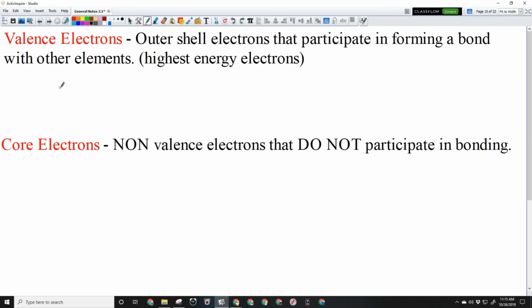Okay. Valence electrons. Write down these definitions. All right, valence electrons are the outer shell electrons that participate in forming a bond with other elements. They're the highest energy electrons. So we're going to talk a lot about valence electrons when we start talking about bonding here. And core electrons are those non-valence electrons. They do not participate in any bonding.